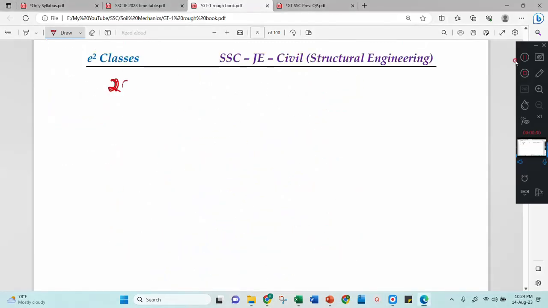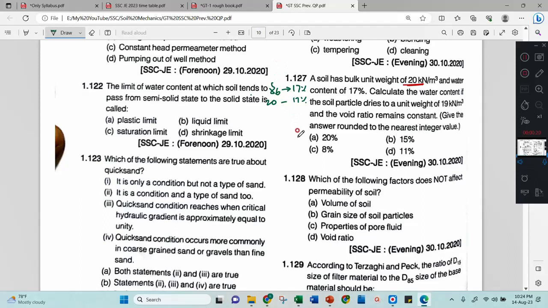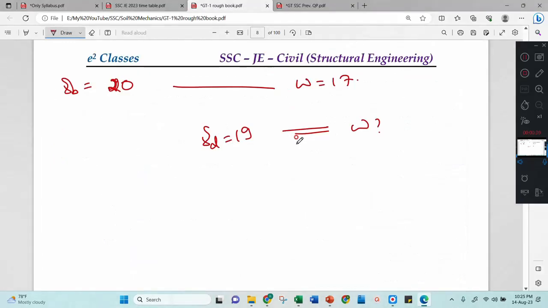Bulk density is how much? 20 kilonewton. At that time, water content 17%. Now the unit weight is 19. Then what is the water content? Correct? Sorry, not gamma D. It means when it becomes 19, how much is the water content?